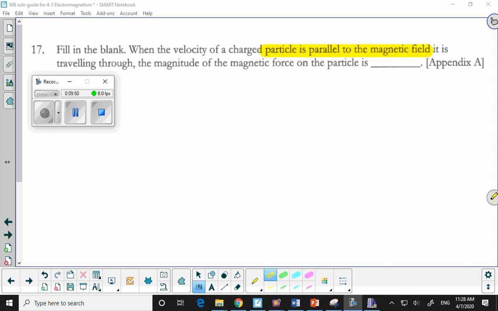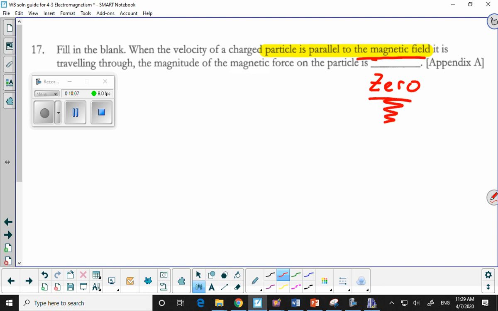Question 17, you just have to fill in one word. When the velocity of the charged particle is parallel to the magnetic field, you remember we talked about yesterday, then the force is zero. There is some force as it goes away from parallel all the way up to perpendicular, but we only deal with when it's perpendicular, and we don't deal with that in Physics 30.